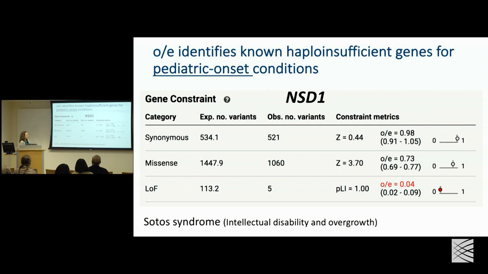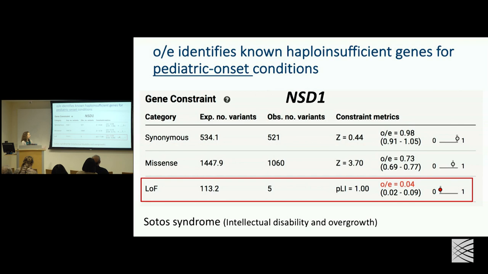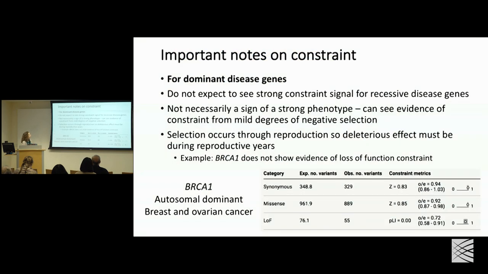And so the observed over expected is 0.04. We also can look at missense variation. So we expect 1,500 here. We see 1,000, and so we see about 70% of expected. And I mention that because I'm going to go into that in a little more detail. So again, this is a constrained gene, but I want to give some important notes on constraint.